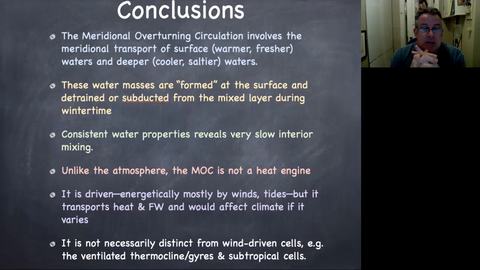It's driven energetically mostly by winds and tides, but it transports heat and fresh water, and it would affect the climate if it varies. It's not necessarily distinct from the wind-driven cells, particularly the subtropical cells, part of the gyres. All right, that's the ACC and the MOC.